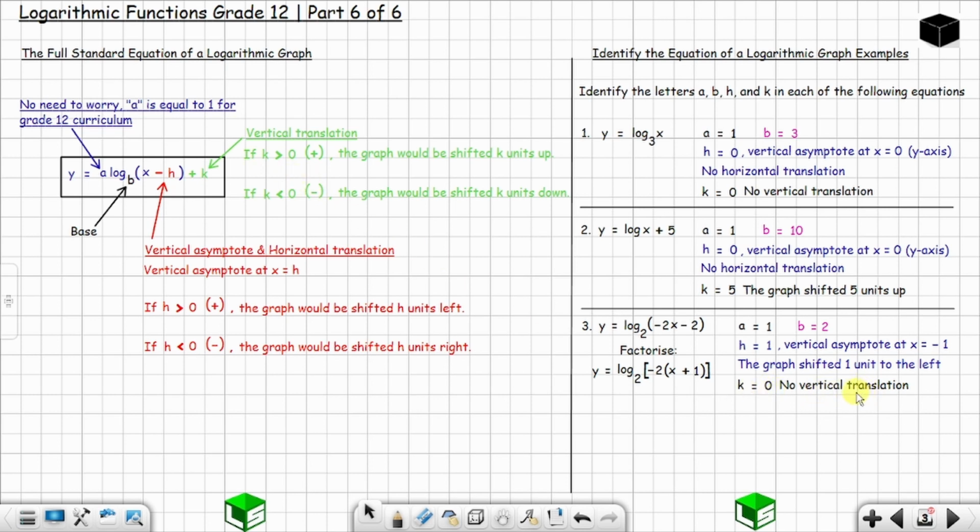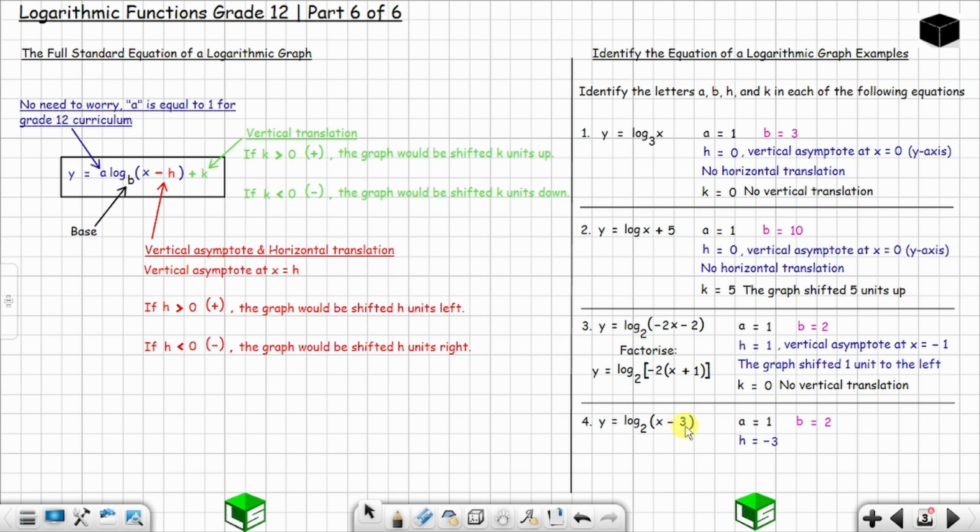Let's look at example number 4. You are given y is equal to log of x minus 3 base 2. A is equal to 1, right? There is an invisible 1 there. B is equal to 2, right? And h is equal to negative 3, right?